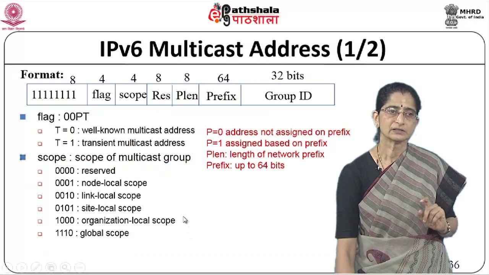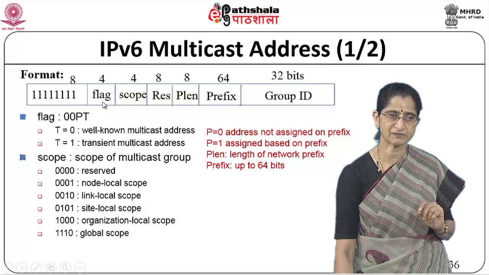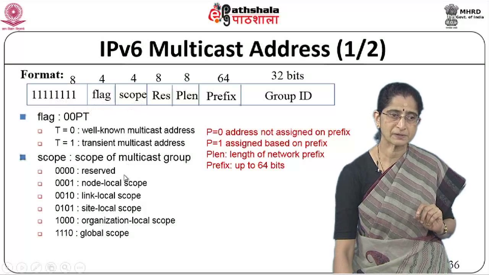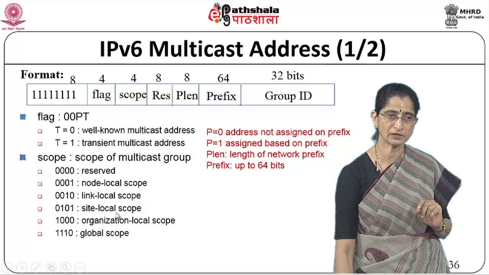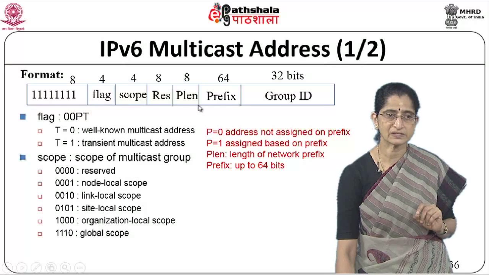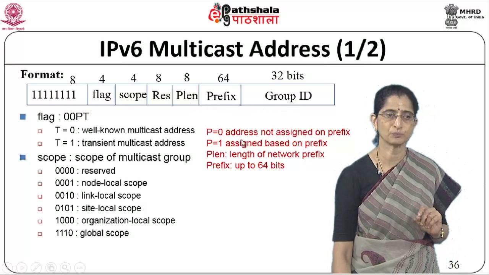Okay. So these are the multicast addresses. You have the all ones indicating it is a multicast address, then there is a flag. Then there is a scope which specifies whether the multicast group is node local, link local, site local, organization or global. Okay, and then there are these other fields which give us the length of the network prefix, the prefix to be used, and then a group ID and so on.